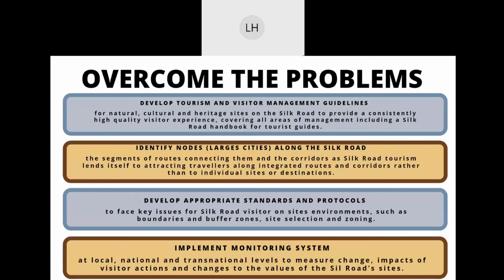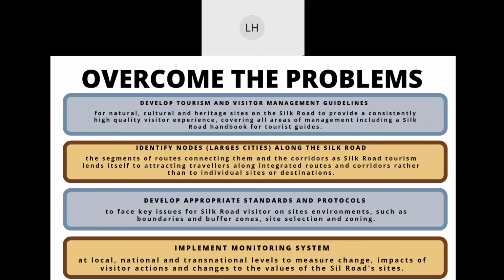And zero also identifies north or last city along the zero as the segments of road connecting them and the corridor as zero tourism, and links itself to attract travelers along integrated roads and corridors rather than the individual sites of the destination. And develop appropriate standards and protocols to face key issues for zero visitor on-site environments such as boundary and buffer zones, site selection, and zoning.